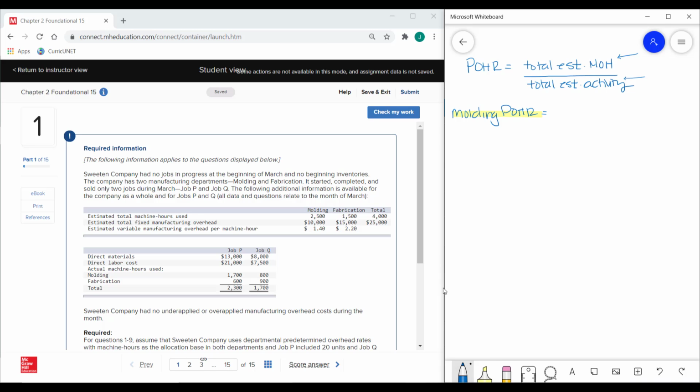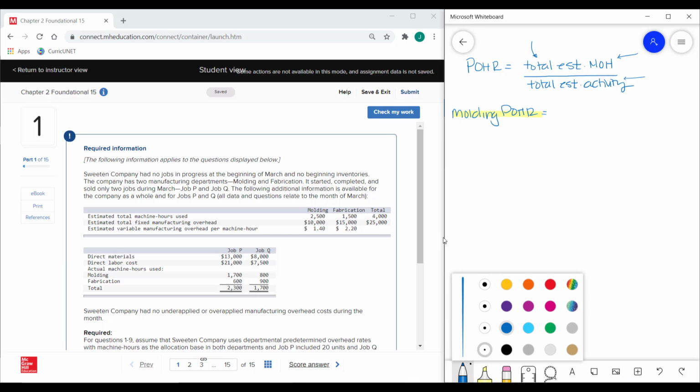I can't take my highlighter over to the left, unfortunately, but we can see here within the molding department, the fixed overhead that they estimate will be incurred in that department is $10,000. And the estimated variable manufacturing overhead per machine hour is $1.40. So we need to find out what those 2 are combined as a total dollar amount. In order to find the POHR, we need the total estimated manufacturing overhead at the top, and we don't know that total yet. So we can start here.